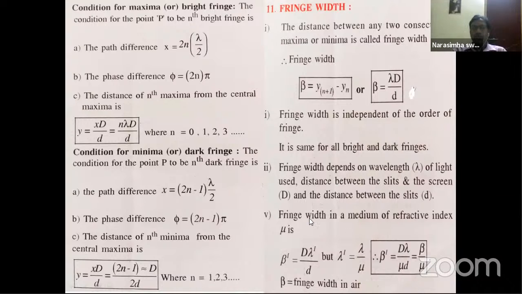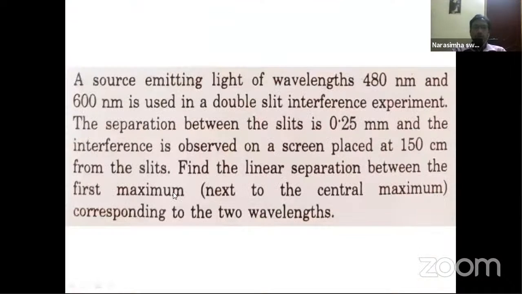For the dark fringe also, if you observe, fringe width depends on the wavelength of the light used, the distance D between the screen and the slits, and the distance d between the two slits. So this is the beta value, that is the fringe width. If you subtract the same for the dark fringes, you'll get the same value. Now we'll proceed to solve some problems.